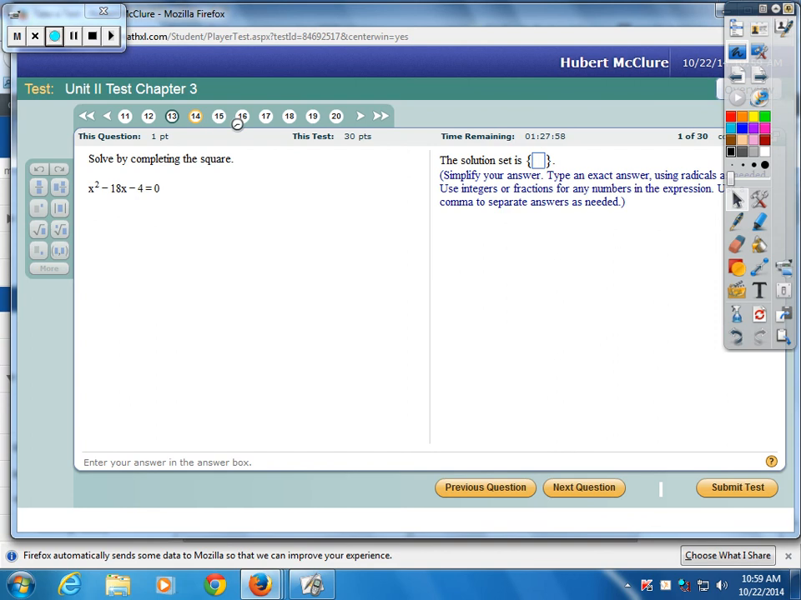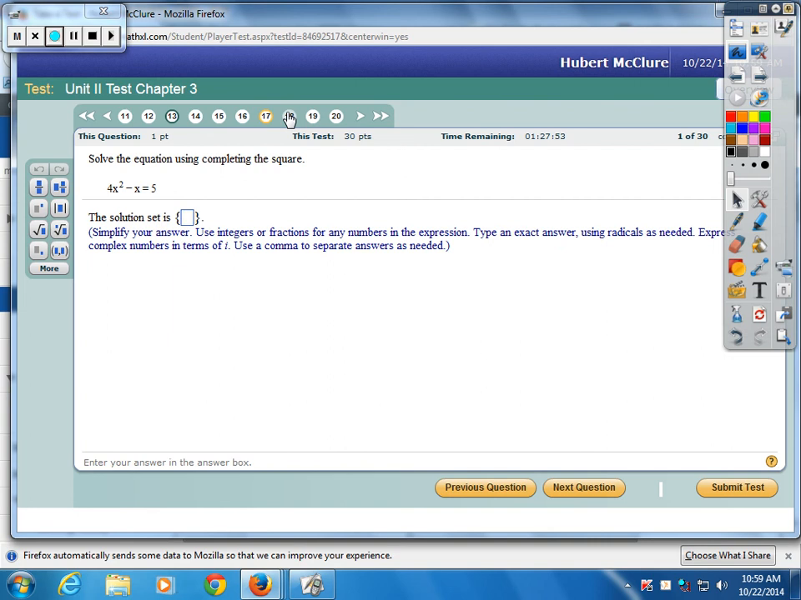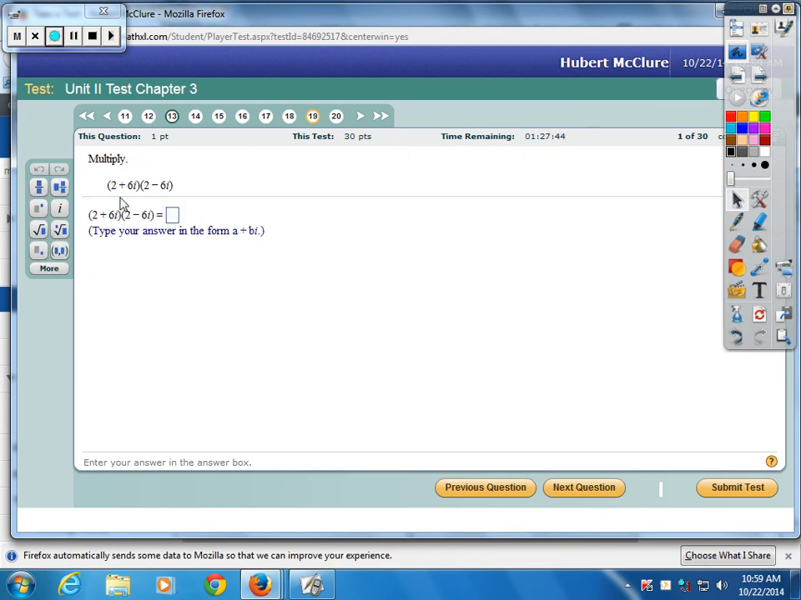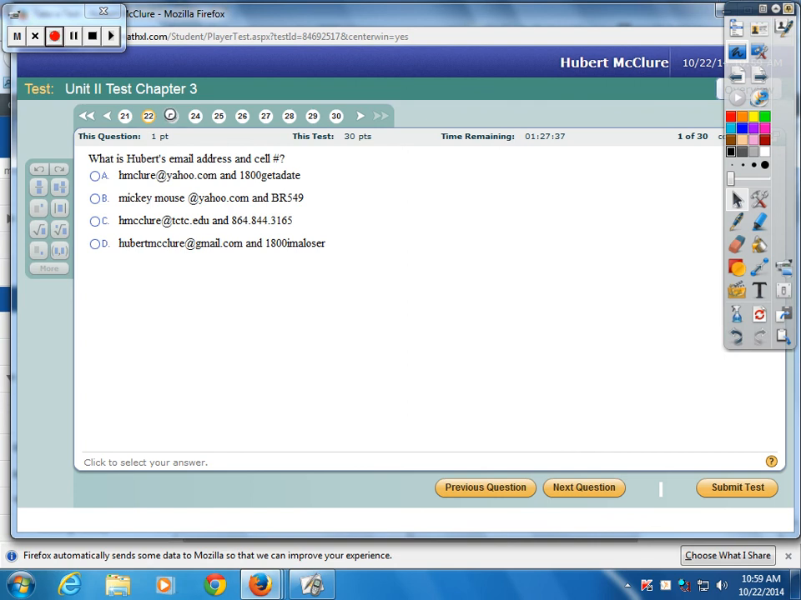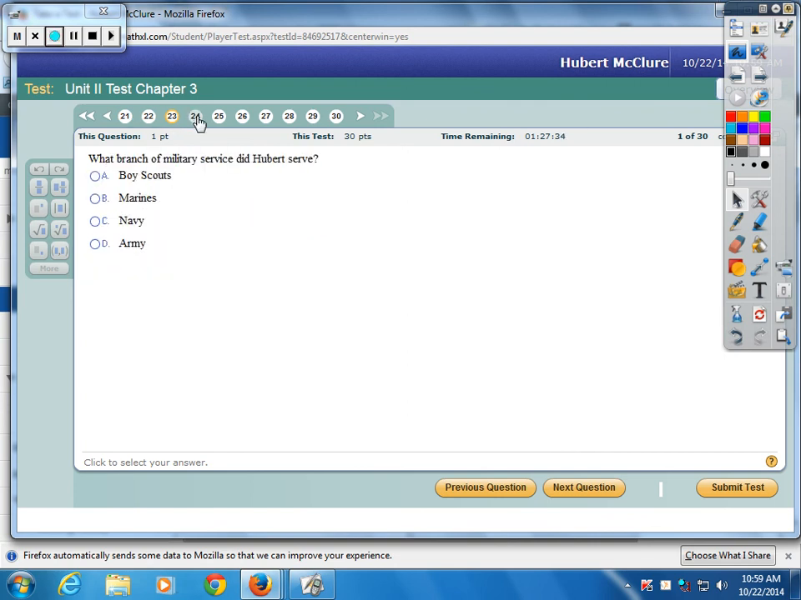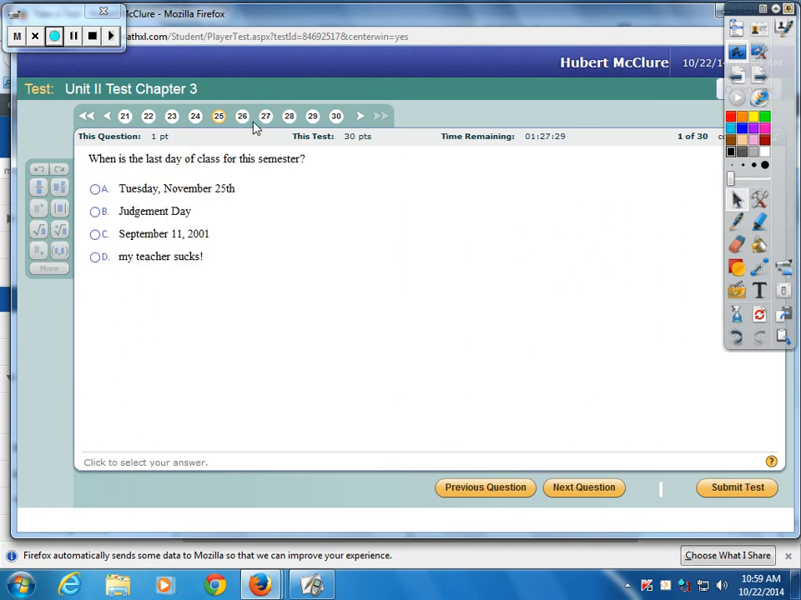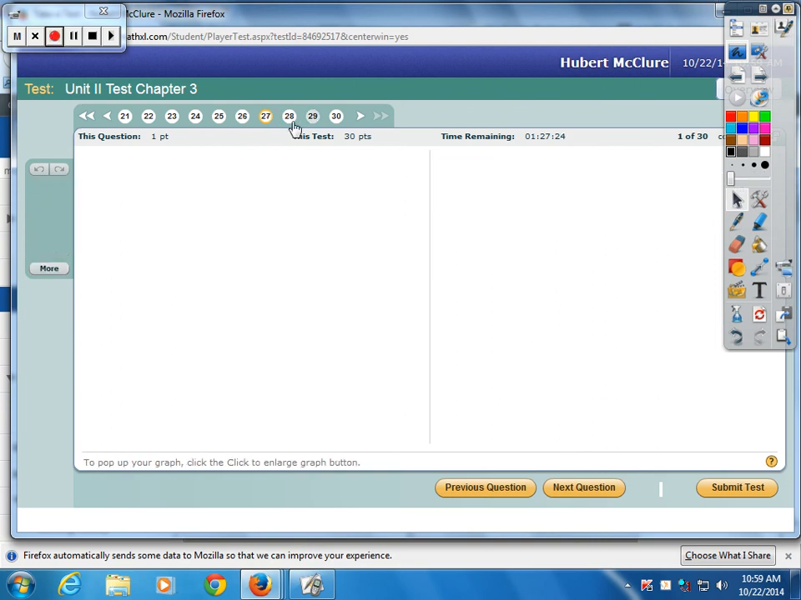Solve by completing the square. Solve the equation by completing the square. We did that one in class the other day. Solve by completing the square. Multiply the i's. Solve by completing the square. I hope it didn't give you the same numbers. Solve by completing the square.